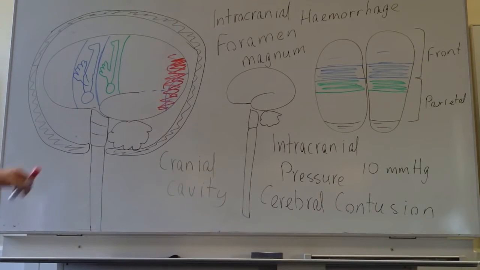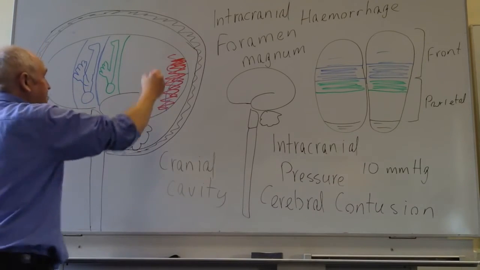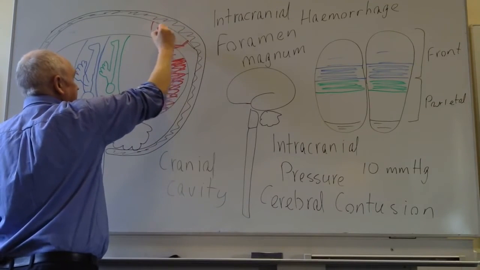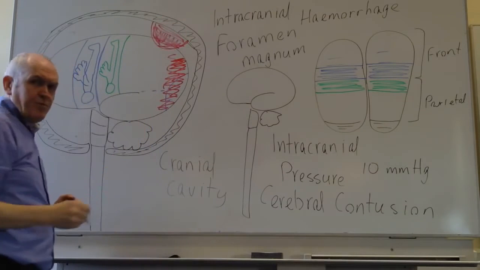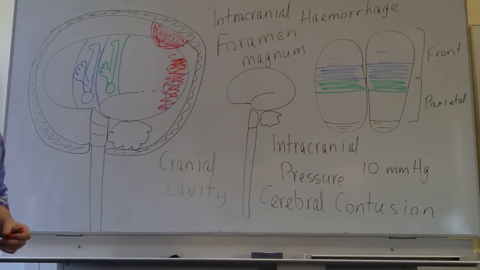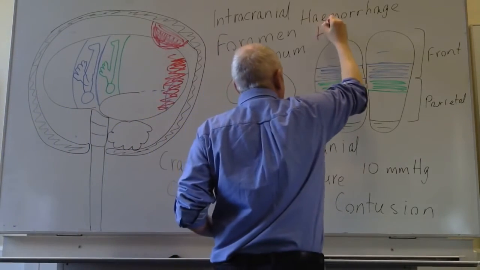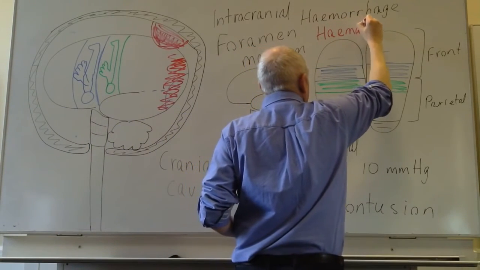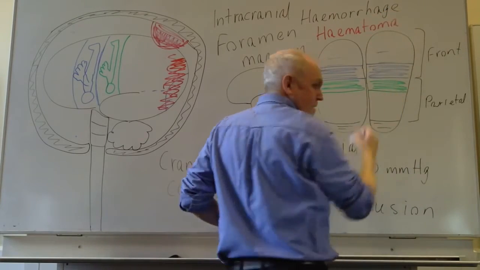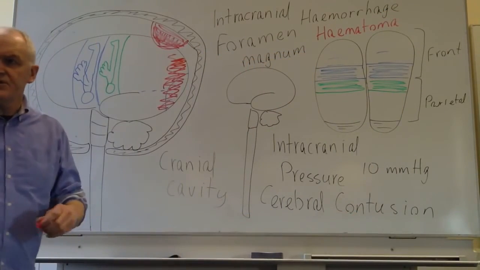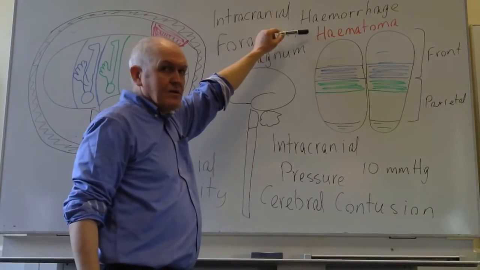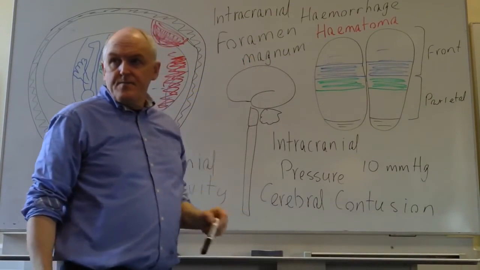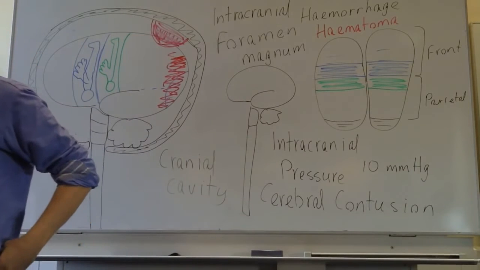And if there's bleeding, and you end up with a collection of blood, say there, from bleeding, can you see that's going to form a pool of blood, isn't it? A hematoma. So intracranial hemorrhage, bleeding inside the cranial cavity, can lead to an intracranial hematoma, a hematoma within the cranial cavity.